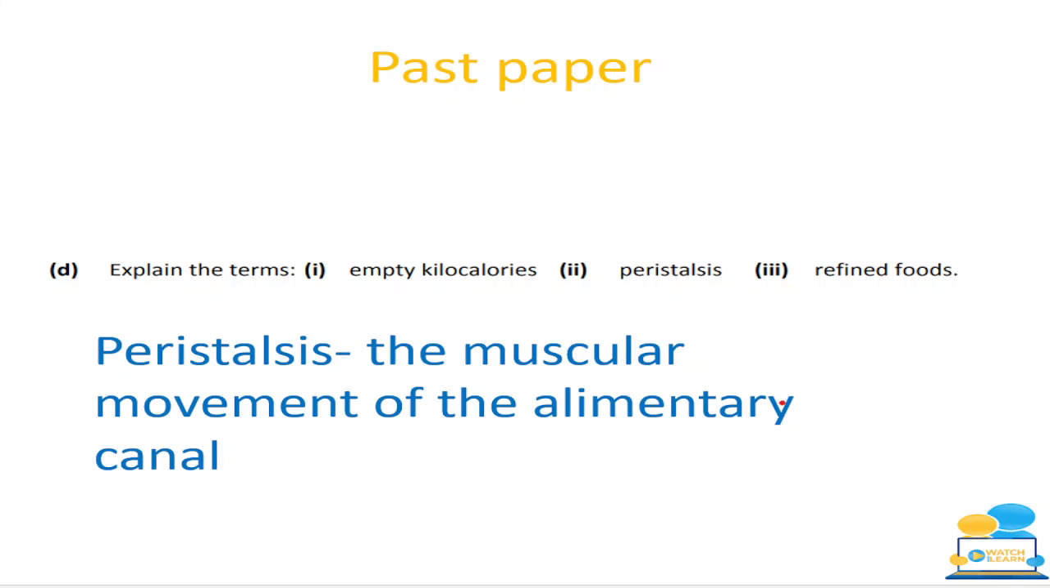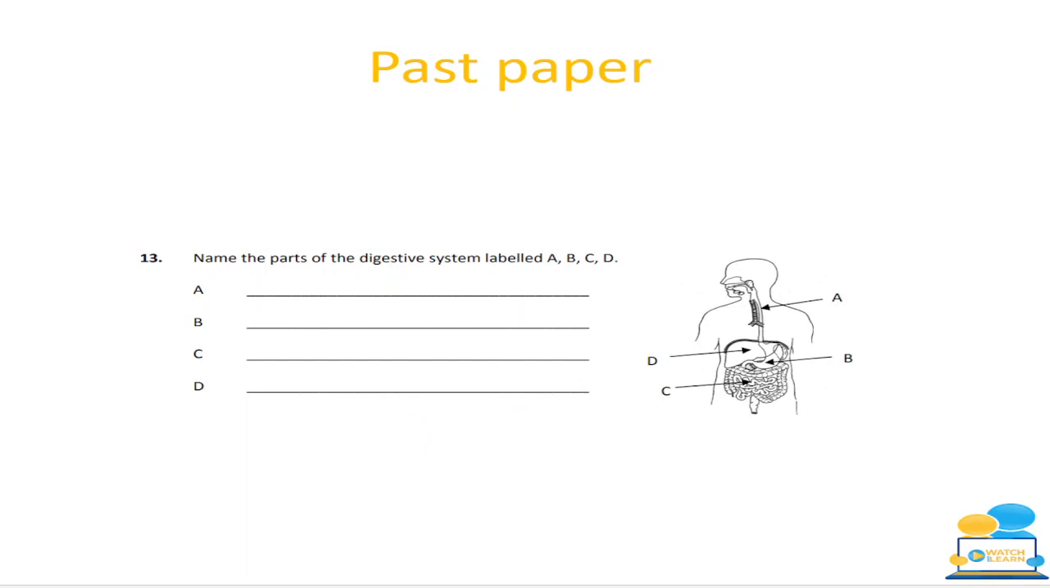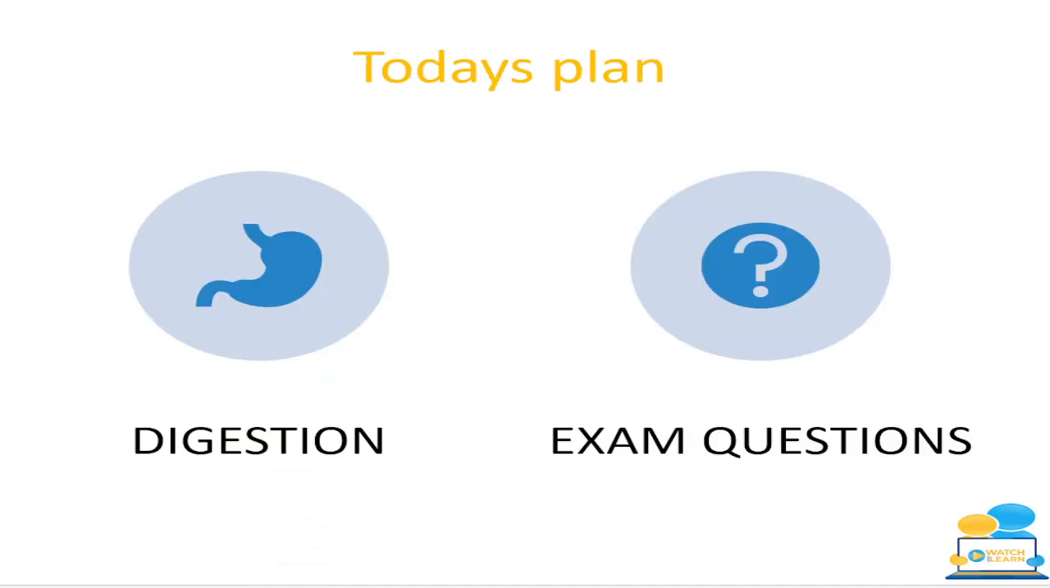So this is the muscular movement of the alimentary canal. We have another one here, which is a true or false. So high fibre prevents colon disease. It does indeed. Labelling this again. So in the case of A, we're not going to look at this now. This is actually from the old junior cert, but it's still very relevant because the digestive system never changes. So what we're looking at here is B, because that pertains to the digestive system, so your stomach. C is small intestine, and D is your liver.